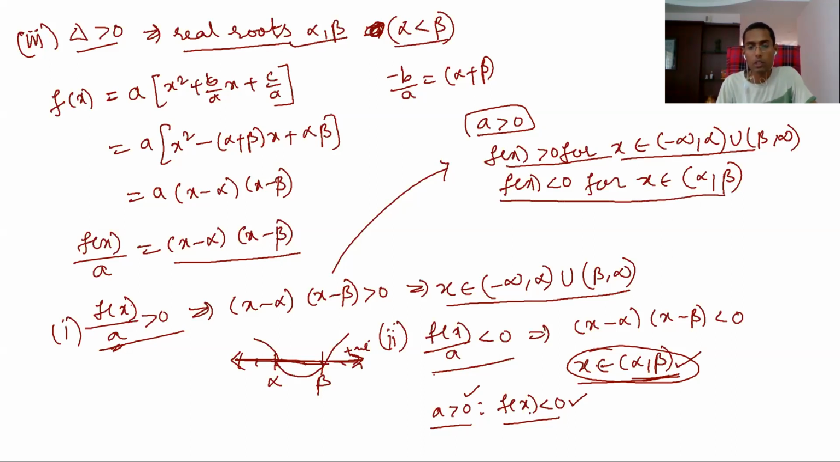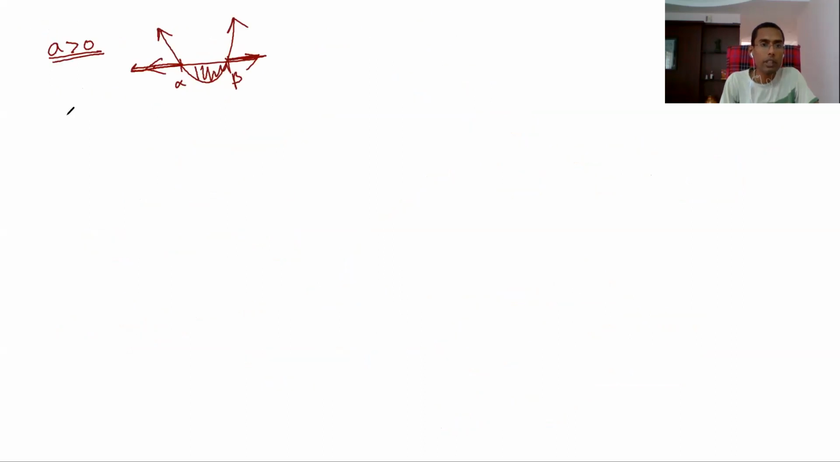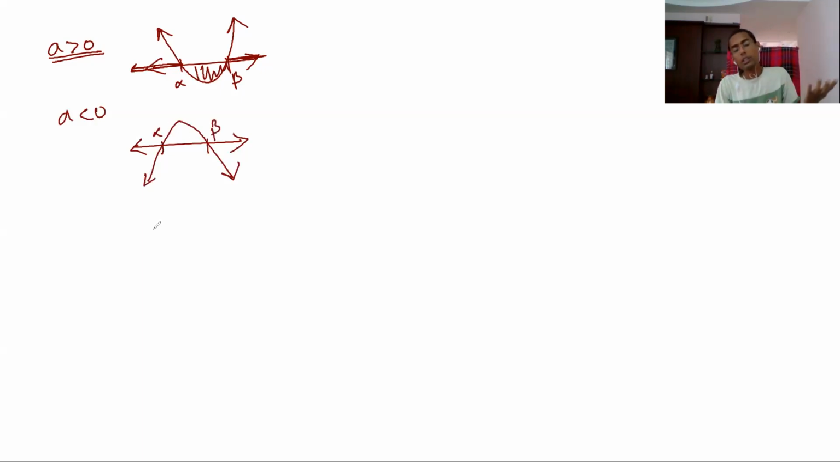So that is for a positive. Now a is negative. What will happen? It is the opposite. If a is negative, very simply you can remember like this. A is negative, so between alpha and beta, it is positive. Otherwise, it's negative. So very easy. You can draw the graph very easily and remember. So now let's take a few examples.